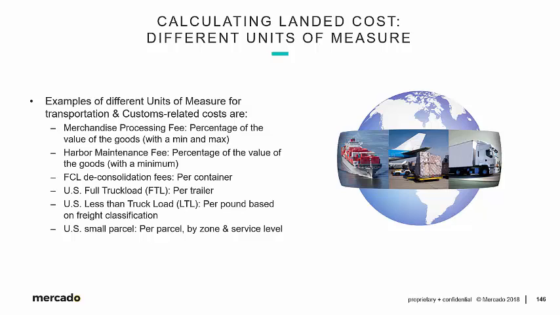If we move goods inland in the U.S. via less than truckload, that's going to be on a per pound basis, but on the freight classification of the goods. Are they dense goods? Are they voluminous goods? We'll get into that later on, way later on. But for now, let's say that it's yet another different unit of measure, per pound. And then small parcel. By the parcel itself, the carton itself, but by zone, geographic zone, and the type of service level used. More on that when we get to domestic distribution as well.